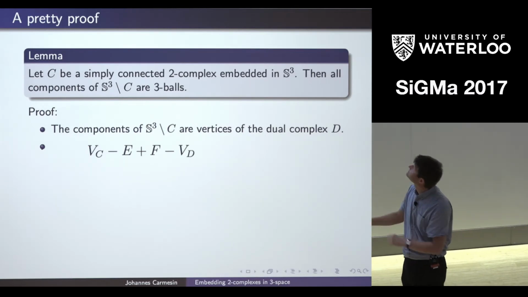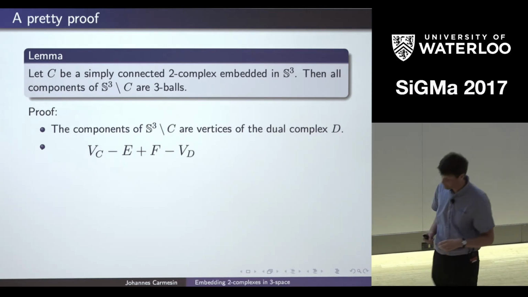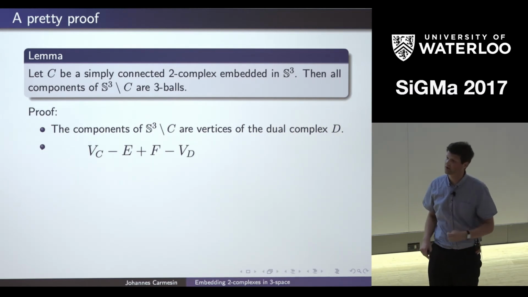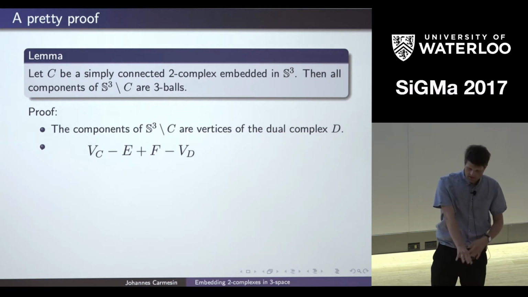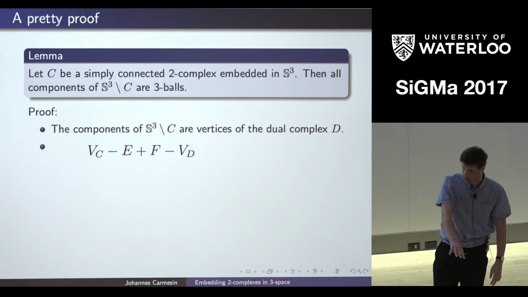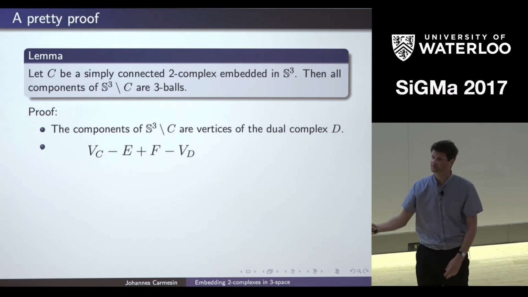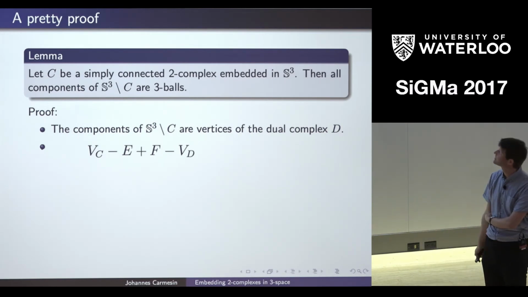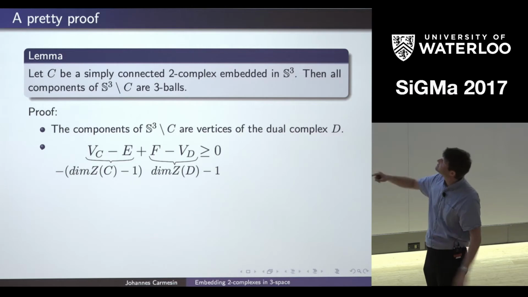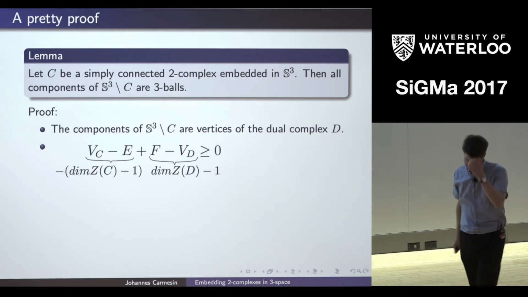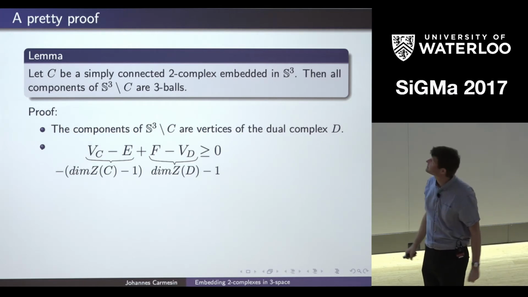Right. So the next step in the proof is to consider the following alternating sum, which is a remnant of Euler's 3-dimensional formula: number of vertices in the complex, minus edges, plus faces, minus vertices in the dual. And now we use some linear algebra computation to show that this is always greater or equal than 0. Right, so how does it go?